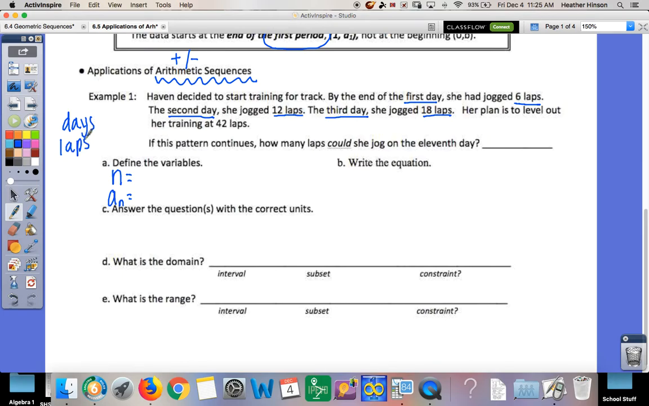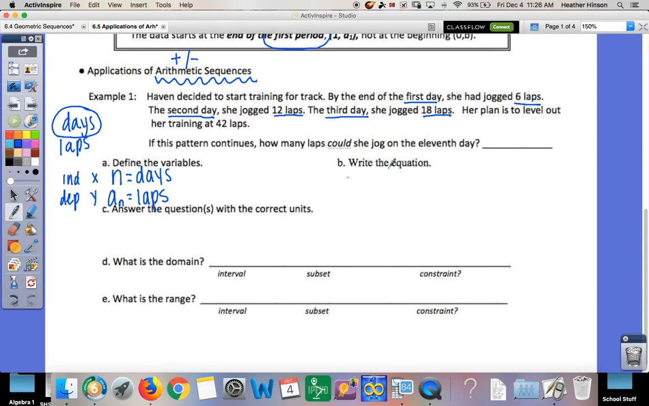Which one of them is going to be your independent? Just like x and y, we're still going to have an independent and a dependent. So which one of those, days or laps, is independent? Your days. Days isn't going to depend on anything. Time is going to move no matter what. So your days will always be days, months, years, minutes, seconds, any of that. That's always going to be your n. Laps is going to depend on the day. So it goes up or down depending on what day she's jogging.